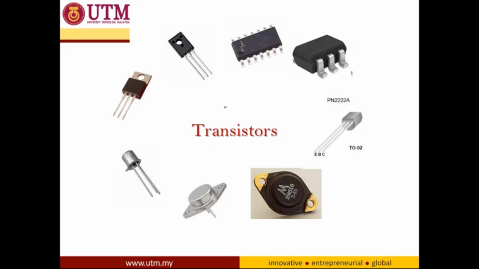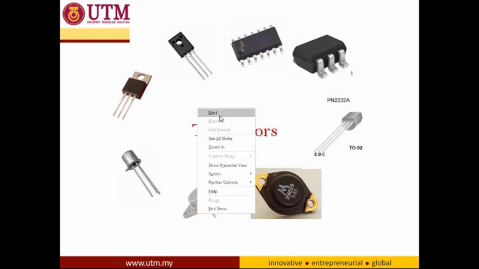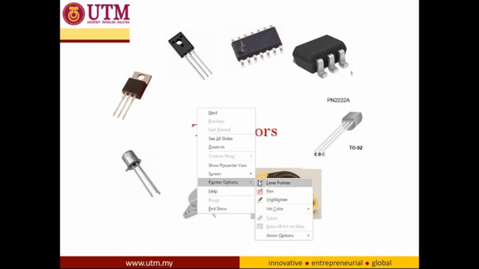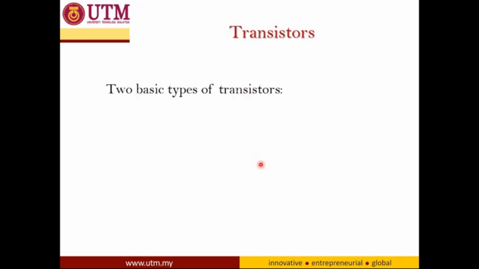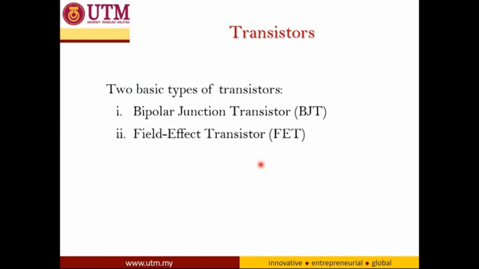Okay, this is chapter 2. Chapter 2 is on BJT, bipolar junction transistor. Actually there are many types of transistor, but in this course there are two transistors that will be covered. We have two basic types of transistor. First is the bipolar junction transistor, which will be covered in this chapter. And then we have the field effect transistor that will be covered in the next chapter.